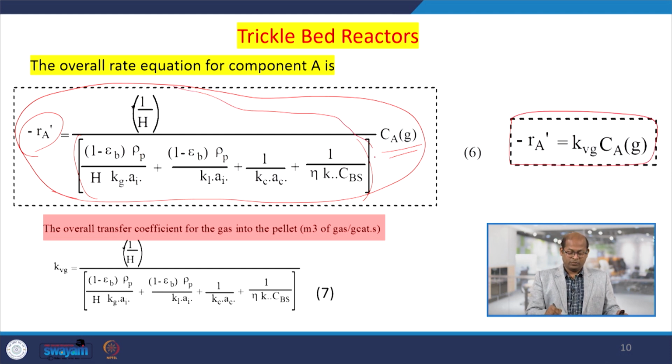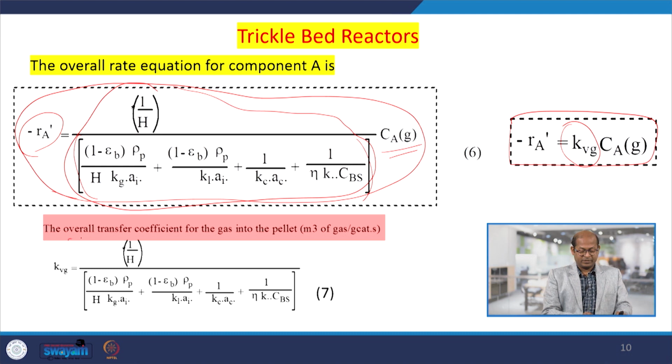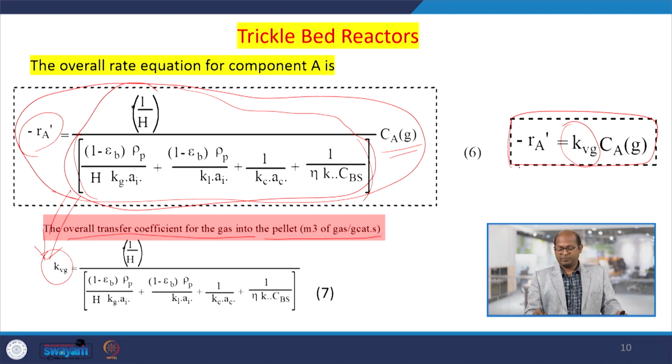Overall, whatever constant terms are left, that we are putting as k_Vg. So, the overall mass transfer coefficient for the gas into the pellets is k_Vg. All the rest of these component terms we are expressing in terms of equation 7 as k_Vg. So, minus R_A prime we can write as k_Vg into C_AG. So, k_Vg is the overall mass transfer coefficient. If we know this overall mass transfer coefficient, we can put it here at a particular concentration of component A, and the rate we can find out.